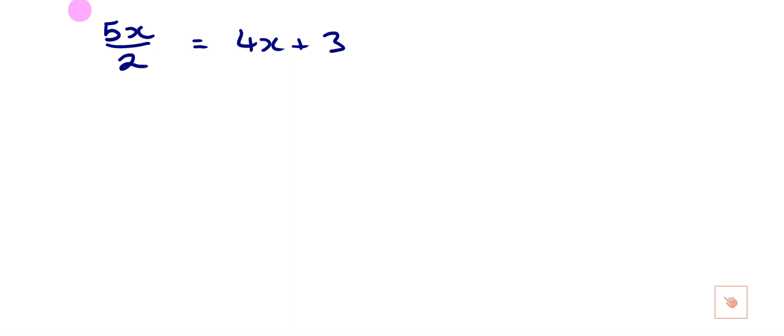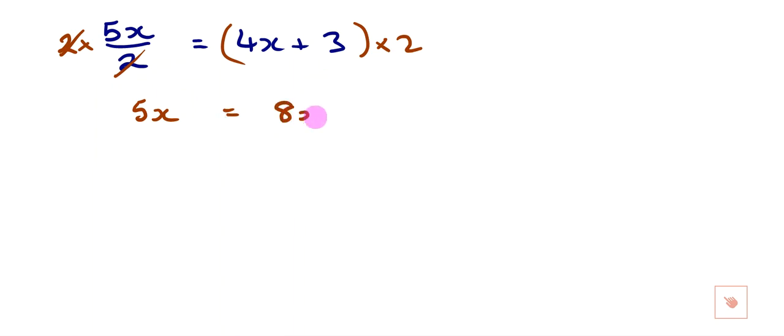Okay. Right, what do we do first? Well, you're right. Times by 2. Good. Let's times it by 2 first. That gets rid of that one, yeah? So that leaves me with 5x. Now on this side, I need to times by 2 as well, which gives me 8x plus 6. Good. Okay.